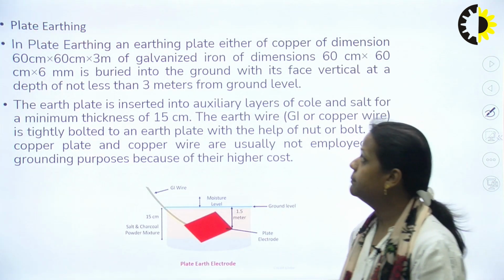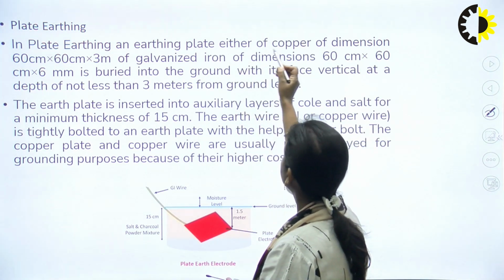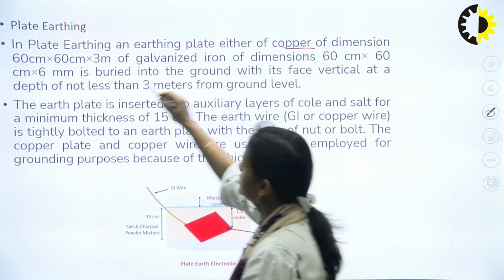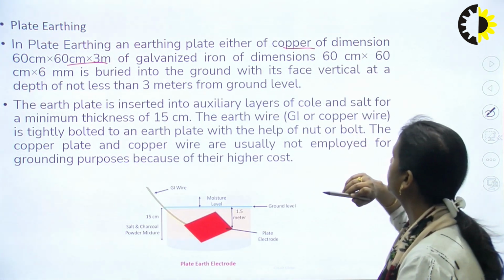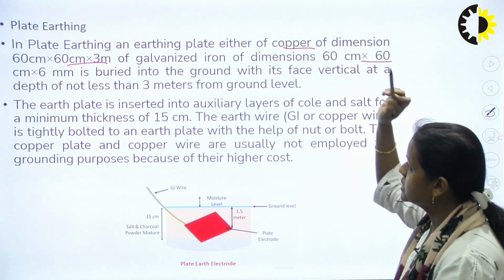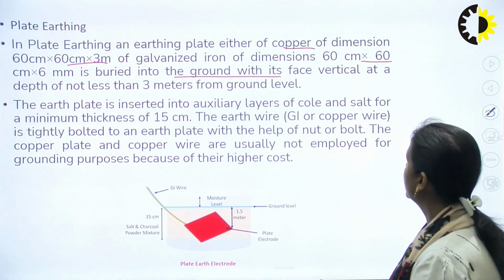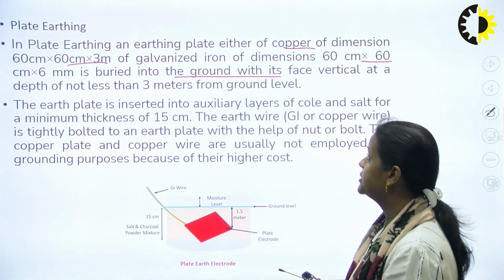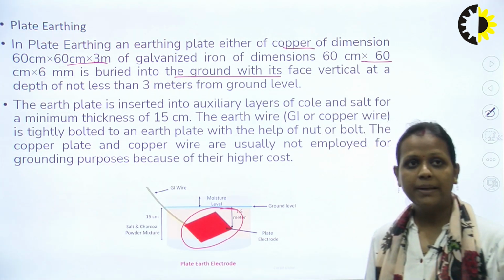Now coming to the plate earthing. In plate earthing, an earthing plate, either of copper of dimension 60 into 60 into 3, or of galvanized iron of dimension 60 into 60 into 6 mm, is buried into the ground with its face vertical at a depth not less than 3 meters from the ground. Here you can see, here we place a plate.